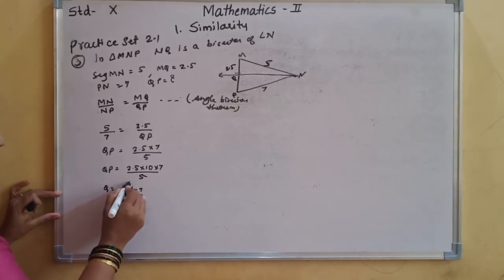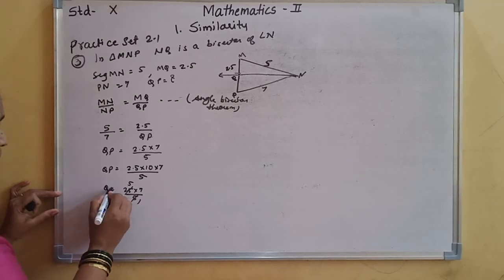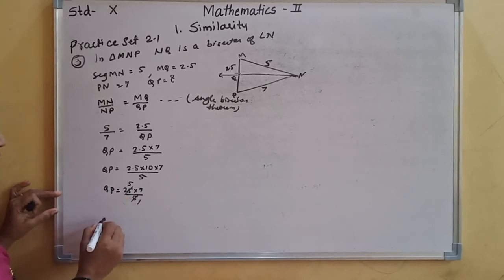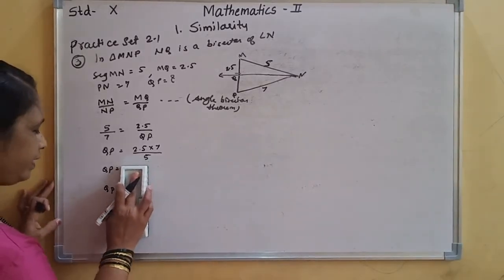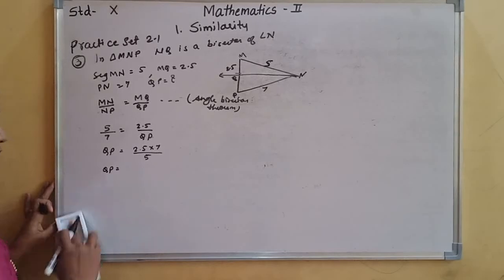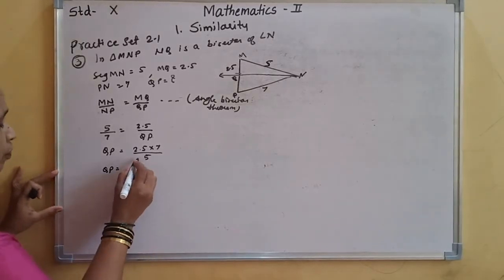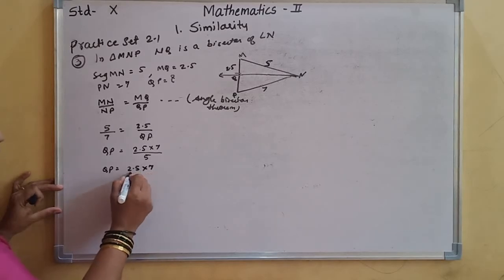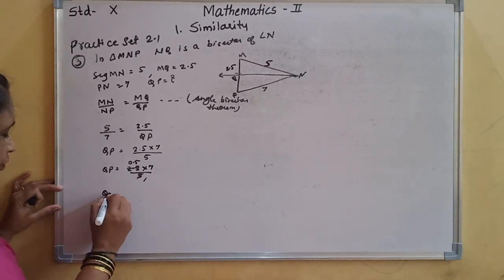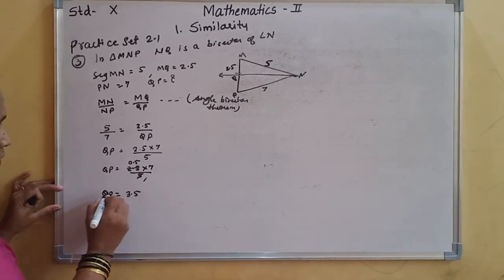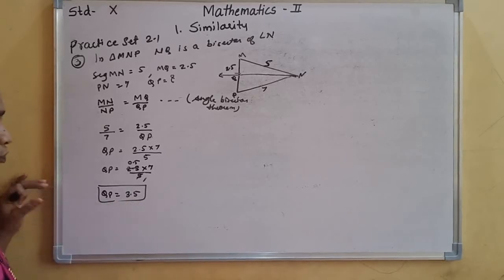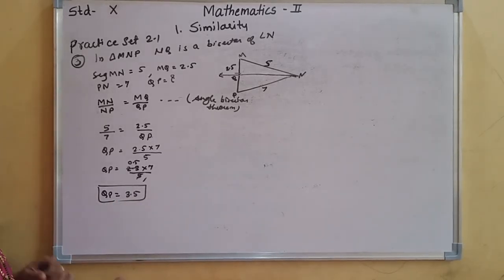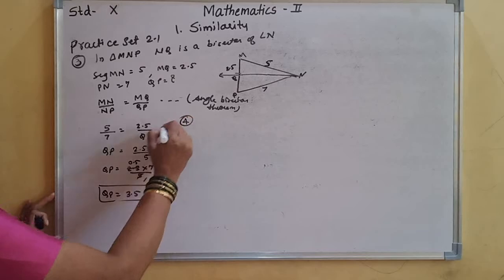Or you can take it like this only. Don't multiply it. So QP is equal to 2.5 into 7 upon 5. So 5 ones are 0.5. So QP will be equal to 3.5. QP is equal to how much? 3.5. Now we will see the fourth question.